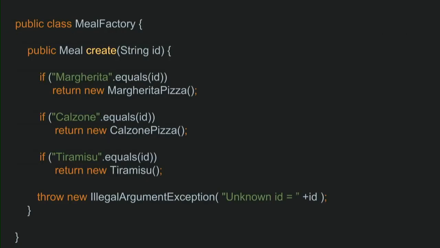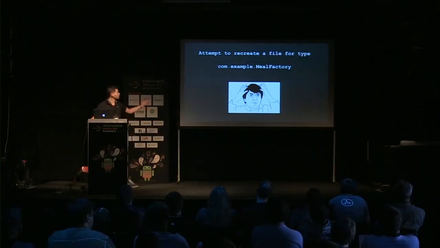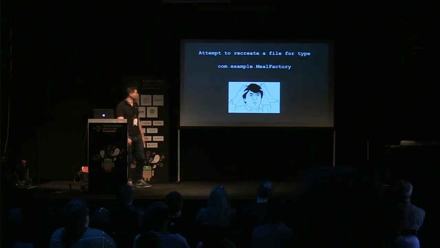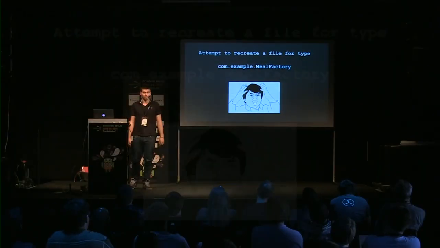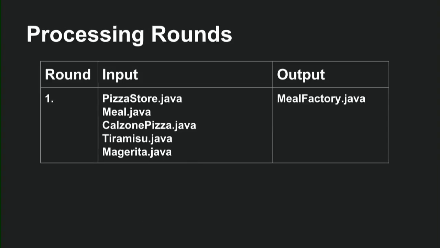Okay, so now we put that in the jar, compile it to a jar, put it into our Android project, and want to use the addFactory annotated method in some of our Android code. So what happens? Whoa! Attempt to recreate a file for MealFactory. Why does that happen? The problem is that annotation processing is done in rounds.